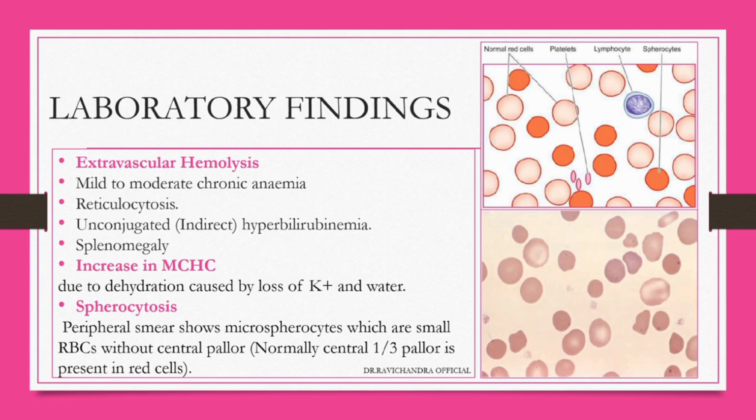Peripheral smear shows microspherocytes, which are small RBCs without central pallor. Actually, we know that normally there will be central one-third pallor present in a red blood cell. Here, there will be no central pallor. As a result, MCHC is increased. You can appreciate that in the picture shown.